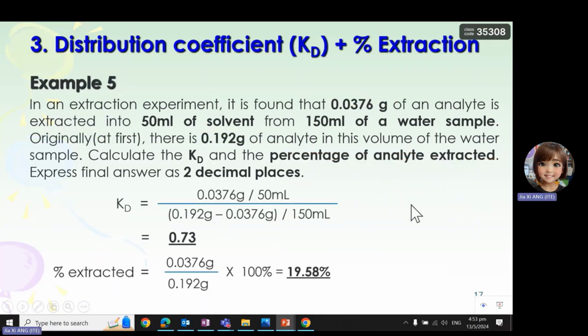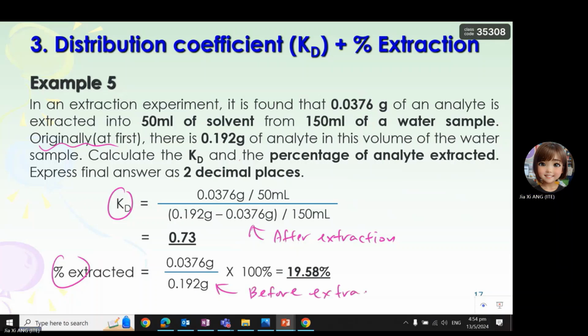So you can check your answer against my calculation. Just take note that when you substitute the values in your KD, this is for after extraction. So after extraction, the amount of solute in the original sample, you need to minus, because some of the solute gets extracted out, so it becomes lesser. Whereas when you want to find the percentage extracted or percentage extraction, the amount of solute in the original sample should be before extraction. That means the total amount. Okay, so this is the difference. Please take note.